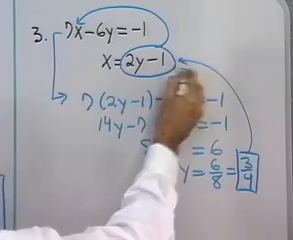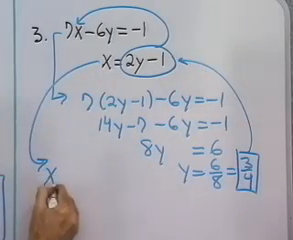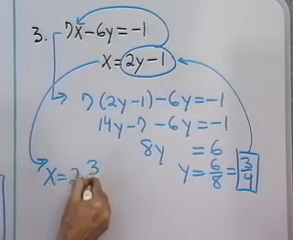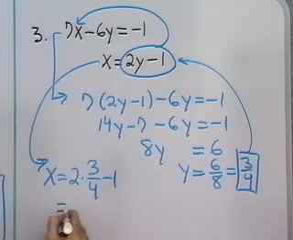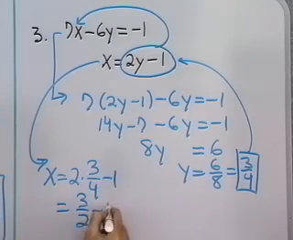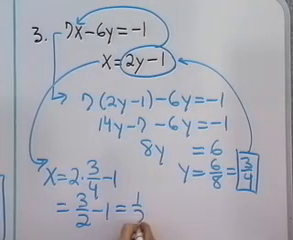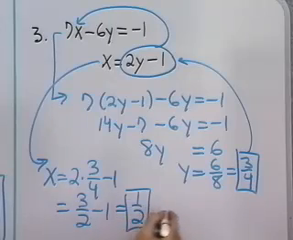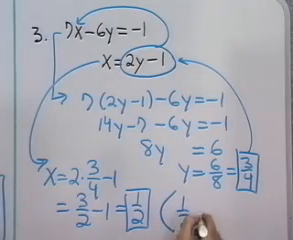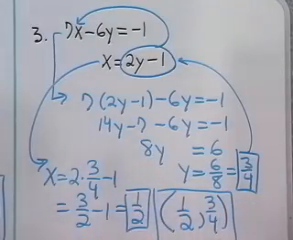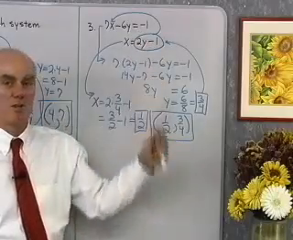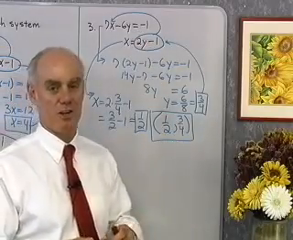Let's put that back in here and end up with x is equal to 2 times 3/4 minus 1. 2 divides into 4 twice, so I have 3 halves. Minus 1, that's 3 halves minus 2 halves. I end up with 1/2 for x. So the solution to that system is x equal 1/2, y equal 3/4. And again, it's the only ordered pair that satisfies both of these original equations, and we solved it by using a method called substitution.